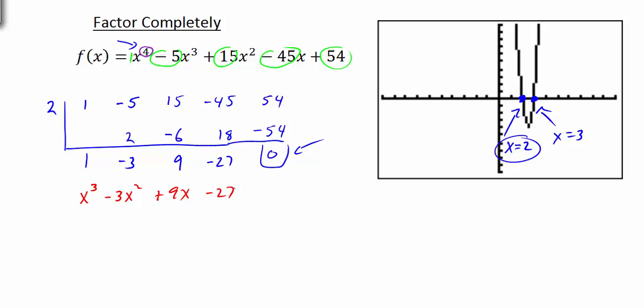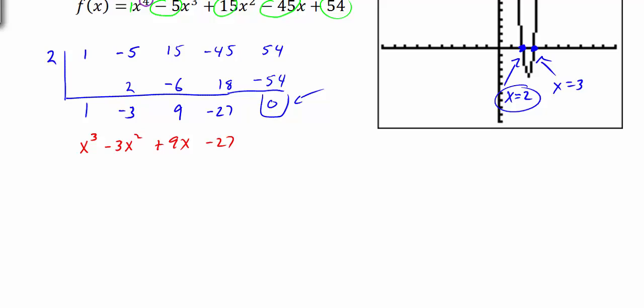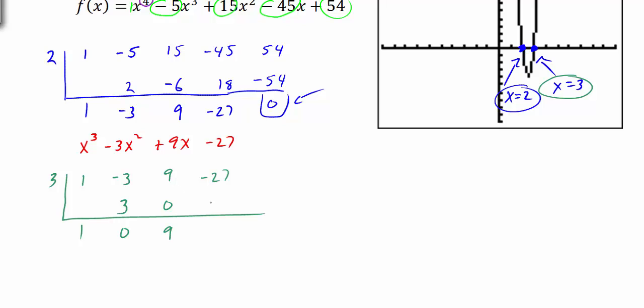Now we can continue to use synthetic division with the other zero, 3. We put a 3 out front, and we have 1, negative 3, 9, and negative 27. Bring the 1 down. 3 times 1 is 3. Then we get 0, 0, 9 times 3 is 27. And again, that gives us a remainder of 0.